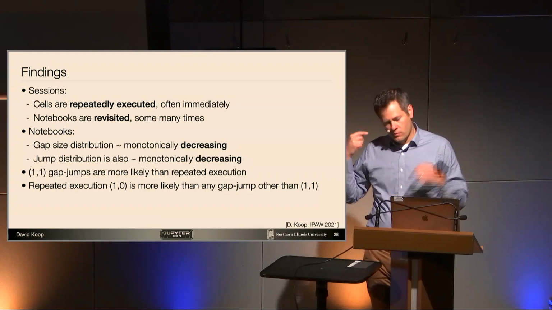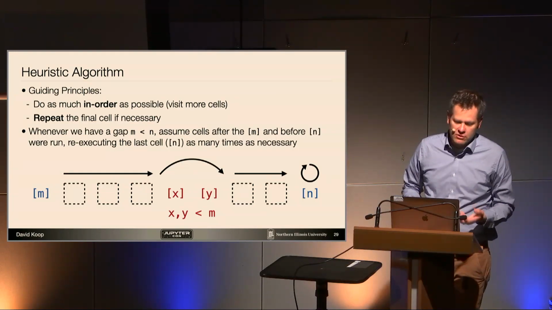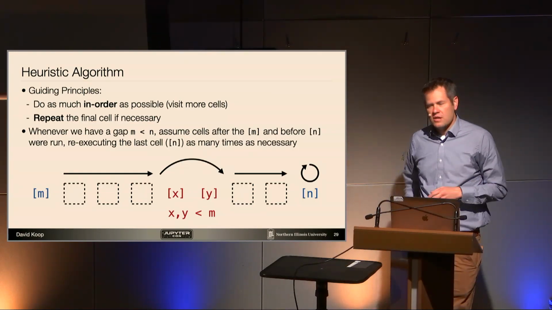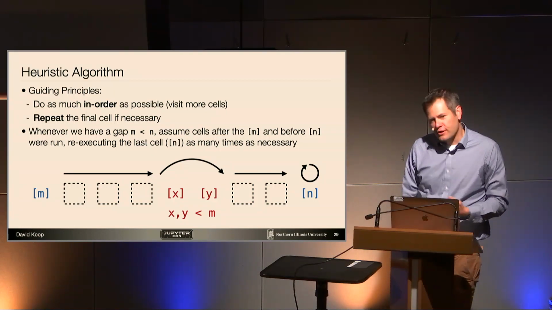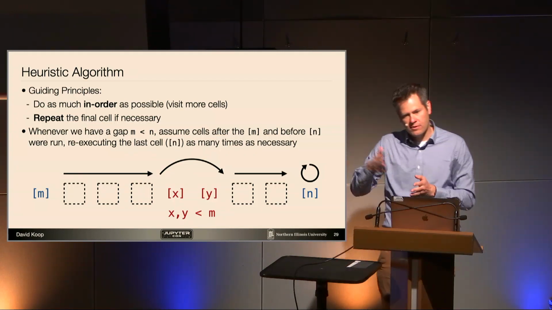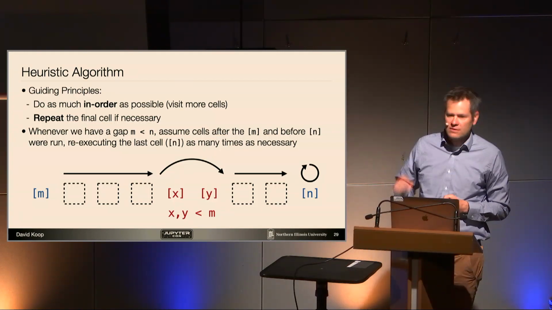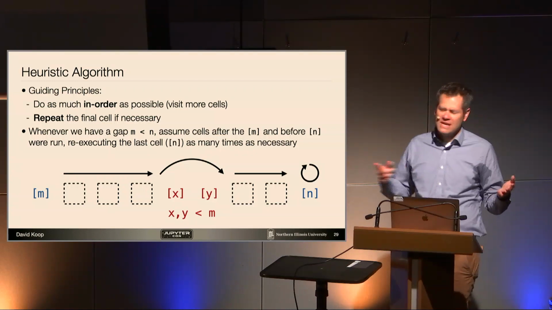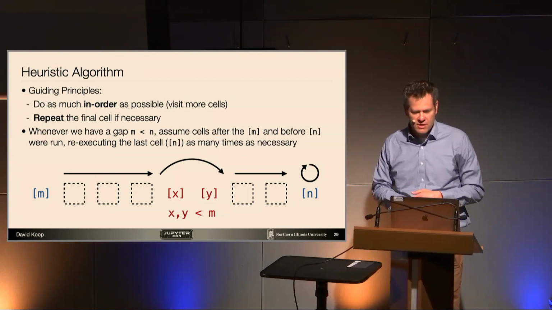So we can build this heuristic algorithm based on these two principles to try to reconstruct what happened. Doing as much in order as possible, 3, 4, 5, 6, 7, and then repeating the final cell when we need to. It could be any cell, so we take the last cell as a possibility.